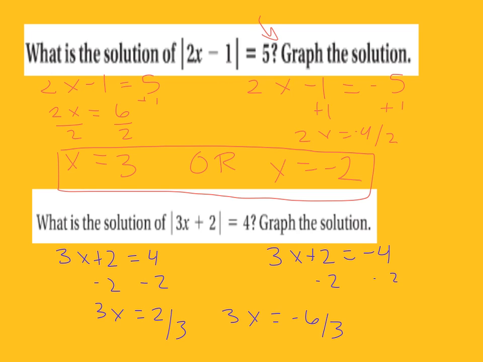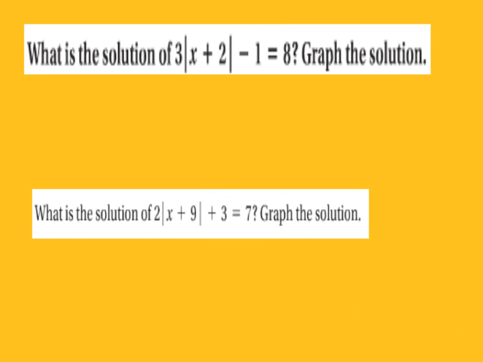You should have gotten that x is going to be equal to 2/3 or -2. You can look back at my work to check your answer. Again, absolute value should always have two different answers.